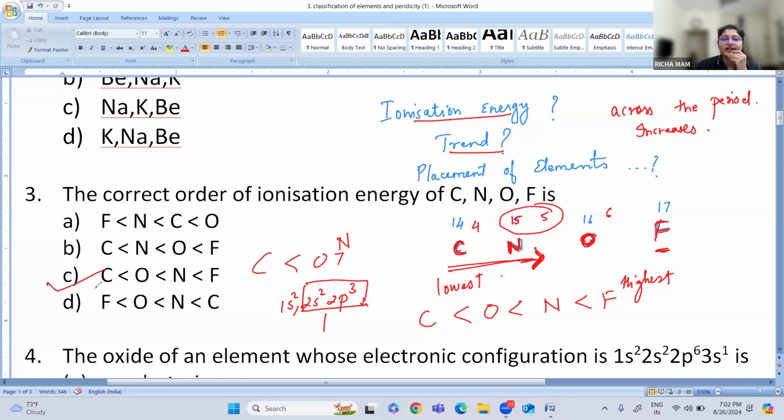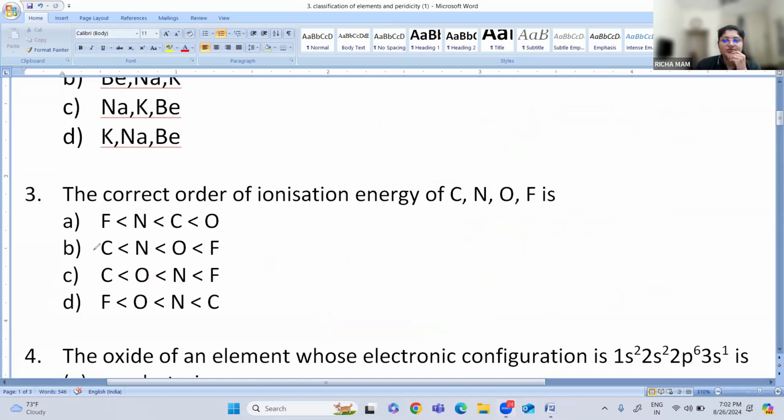Okay, so because of that, the trend which is followed, the correct order of ionization energy is this: carbon is less than oxygen, which is less than nitrogen, which is less than fluorine. So option number C is the correct answer. Okay, let us go for the next one.